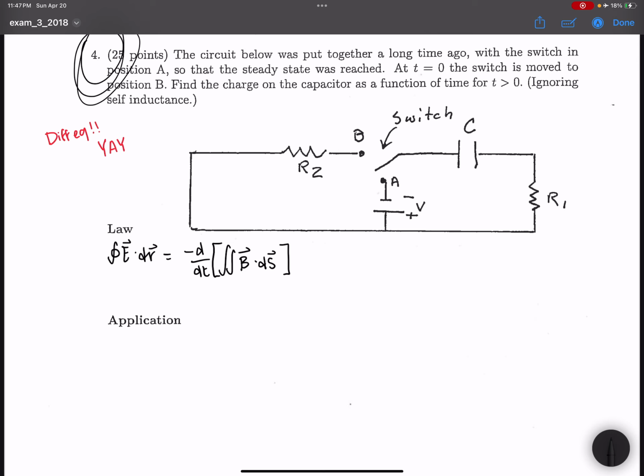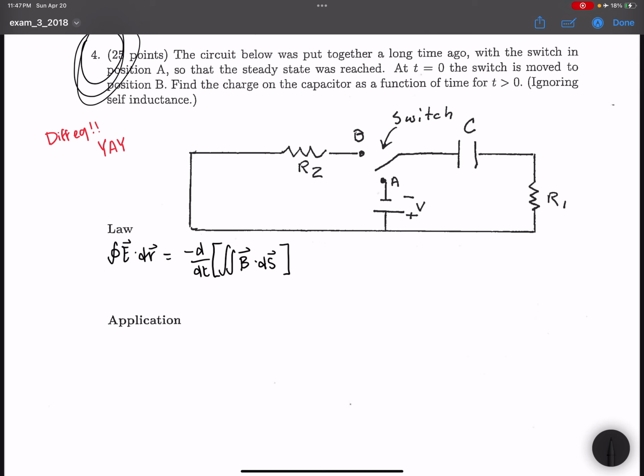All right, so let's do this. We have that a circuit below was put together a long time ago. Well, that rhymes. A circuit below was put together a long time ago. It's a riddle, we're cooked. It's during the exam, I'm like, oh, that rhymes. With the switch in position A.